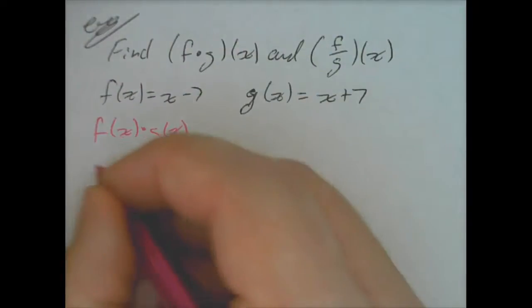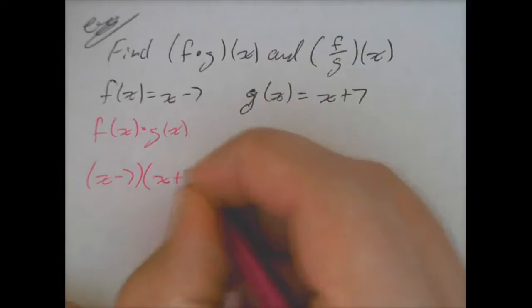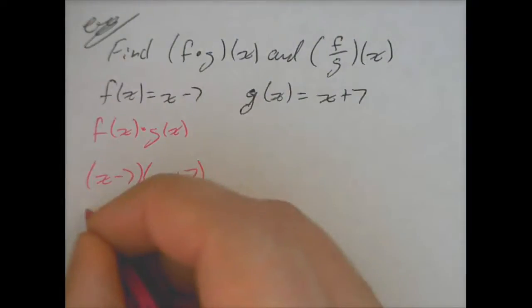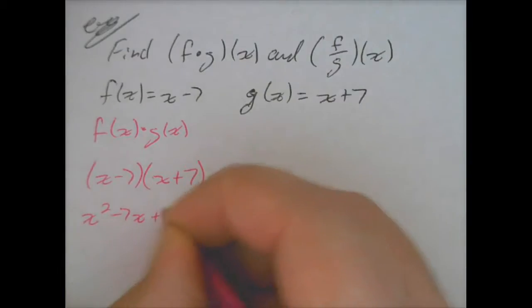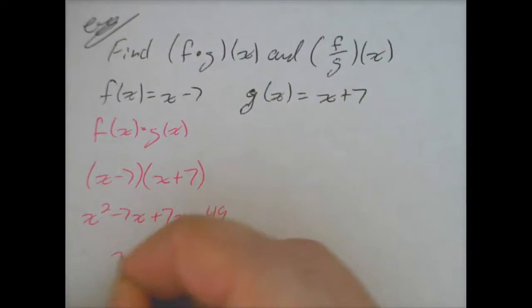Well, I know f of x is x minus 7 times g of x is x plus 7. Oops, other parentheses. And then it's just a distribution. So I have x squared minus 7x plus 7x minus 49. So really this is just x squared minus 49.